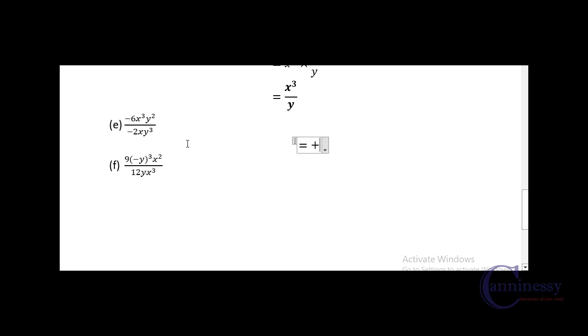Then now let's deal with the numerical values. 6 divided by 2, that is 3. Right? Then let's deal with the variables. How many bases do we have here? Here we have 2 bases. We have x and y. So we start with the first one, x. Then x is to the exponent 3, right?